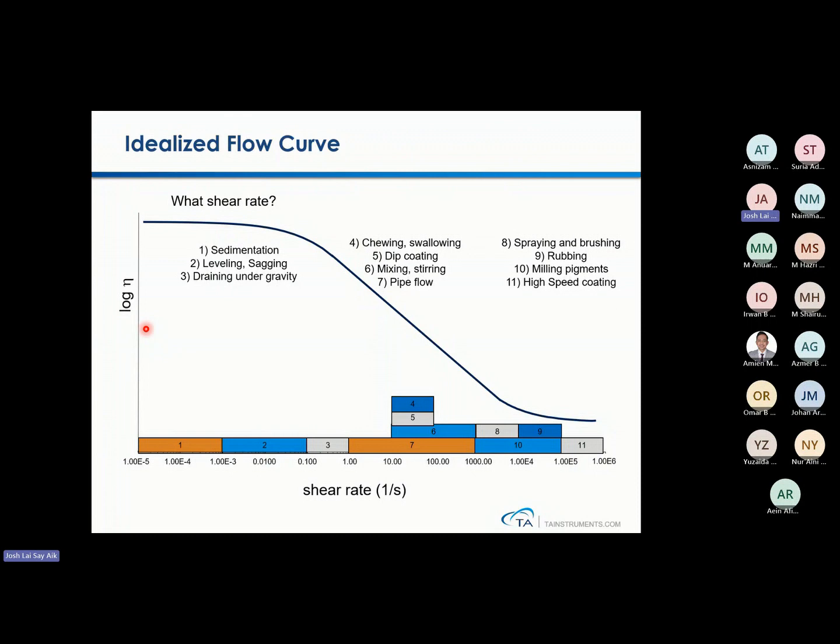So for an idealized flow curve, typically for sedimentation, leveling, sagging, draining under gravity, you can go for very low shear rate, extremely low, and then slightly increase, 4, 5, 6, 7. So you need to have typically in this range. And 8, 9, 10, and 11 typically to mimic spraying, brushing, rubbing, milling, high-speed coating. So you need to go for at least above 1000.